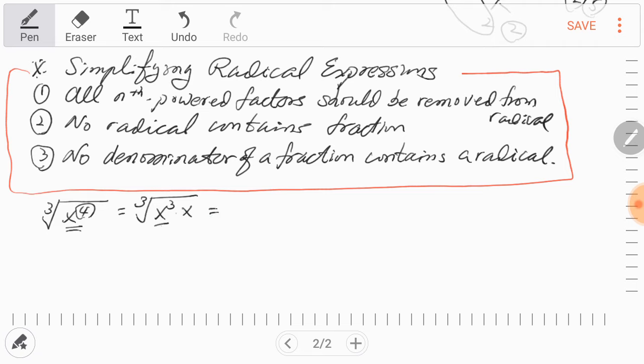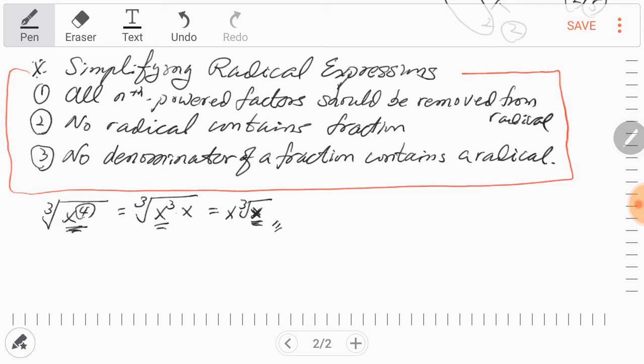Then finally we can take this x out. So, cube root of x. So this nth power factor has been removed. It's simplified like this, so that the exponent of this nth power factor is less than the index. Okay, how about number 2?